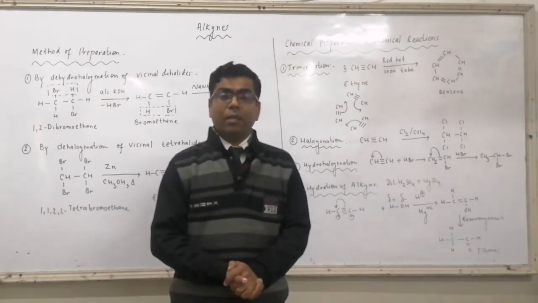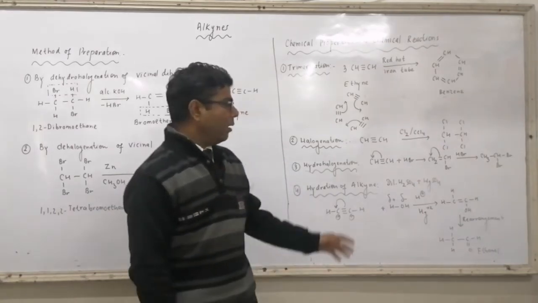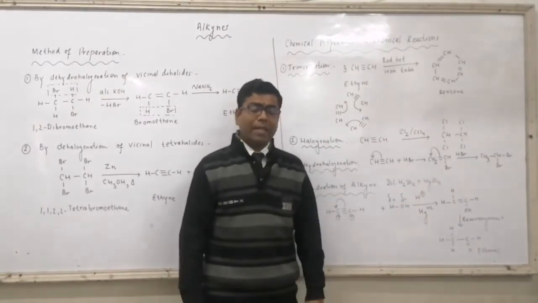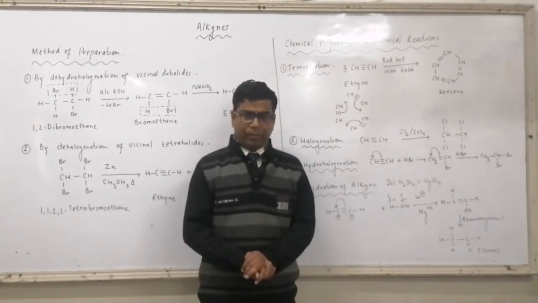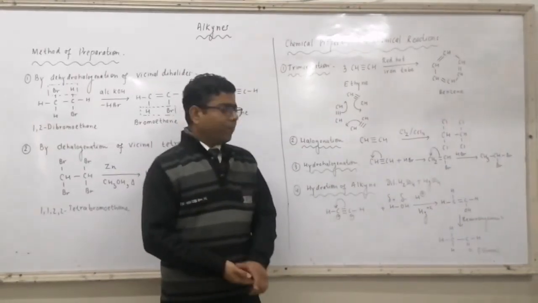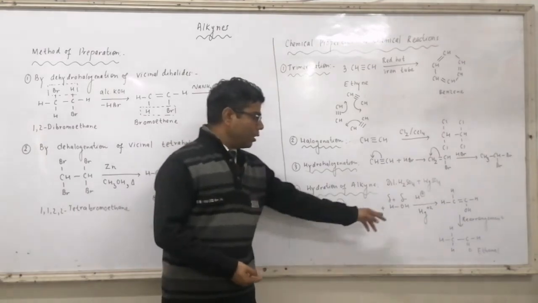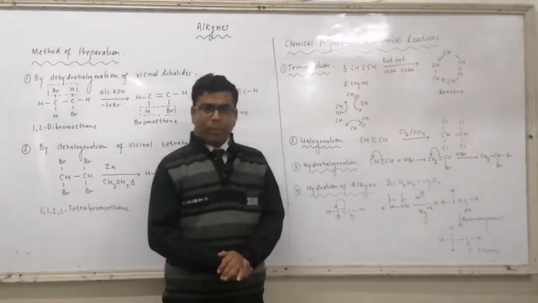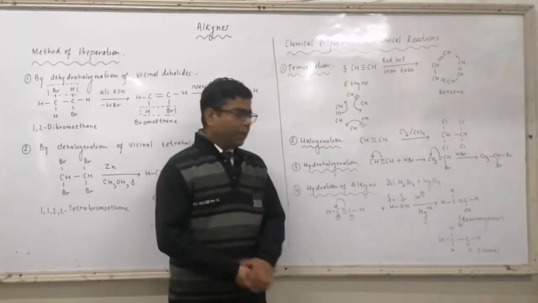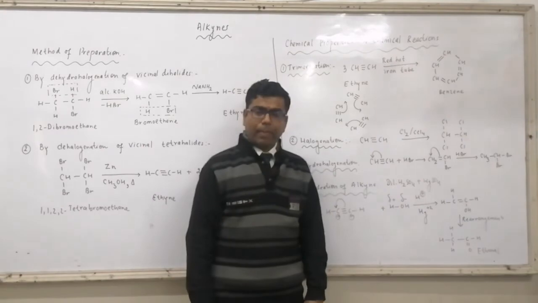For hydration of alkene, we require concentrated H2SO4. In the similar manner, here we require dilute H2SO4 and HgSO4, mercuric sulfate. So water molecule will be added to ethyne in presence of dilute H2SO4 and mercuric sulfate. So here is your HOH molecule, H2O. H is having delta plus, OH is having delta minus. In presence of sulfuric acid and HgSO4.